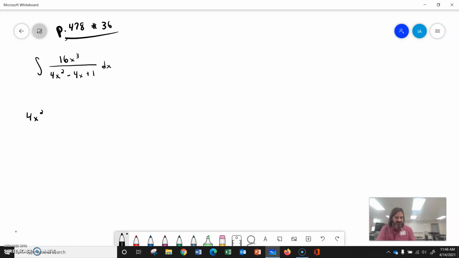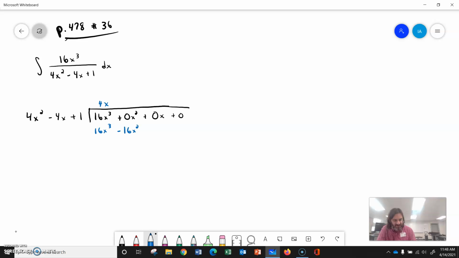So 4x squared minus 4x plus 1. We're going to divide that into 16x cubed, and let's go ahead and put every descending power after that, so plus 0x squared plus 0x plus 0. Alright, so 4x squared goes into 16x cubed 4x times. Multiply that back. We'll have 16x cubed minus 16x squared plus 4x.